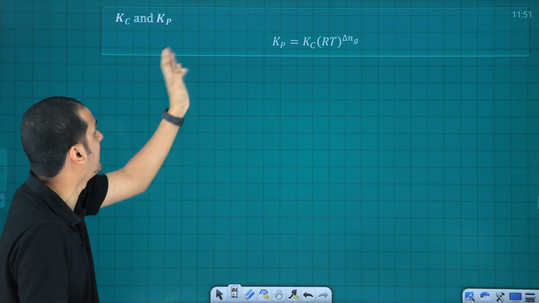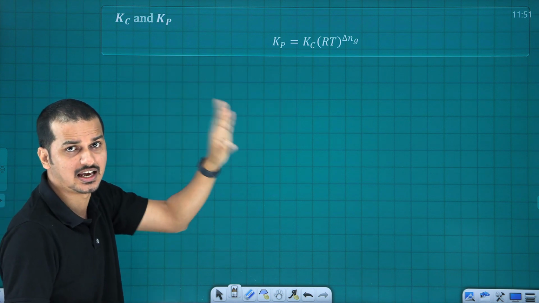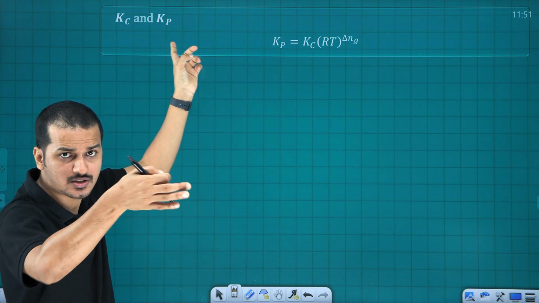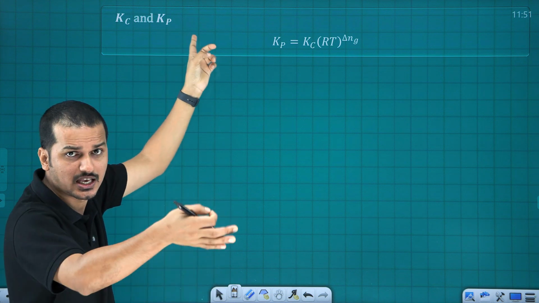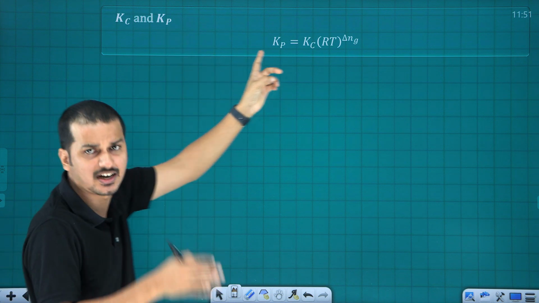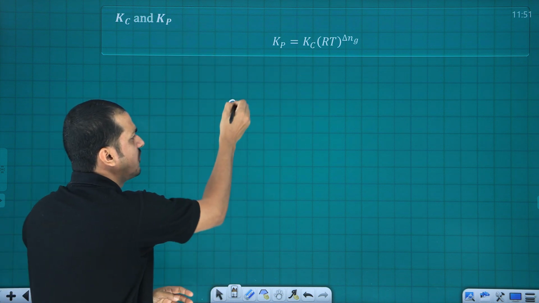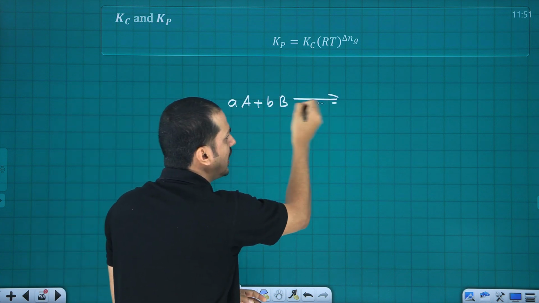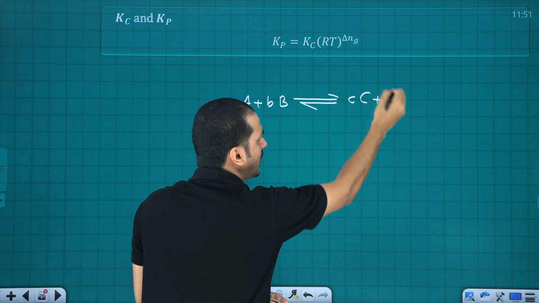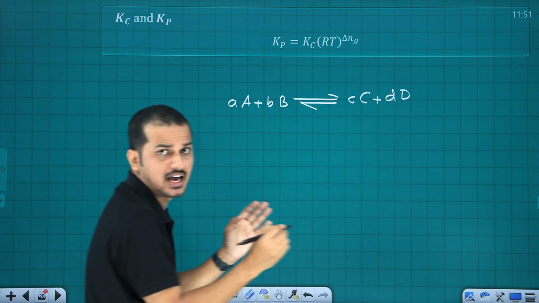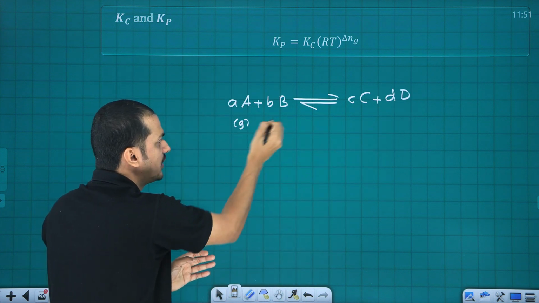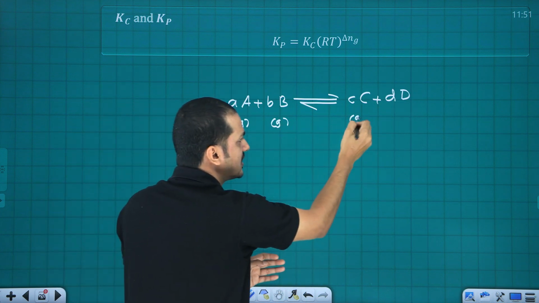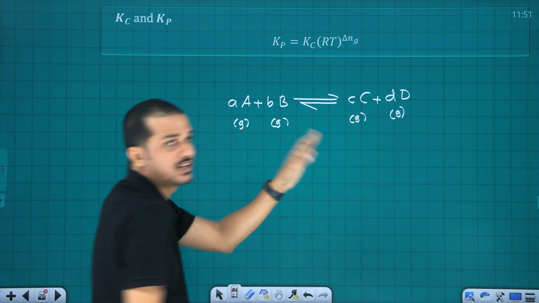First of all, the Kc and Kp relation. Kc is the equilibrium constant in terms of concentration. Kp is the equilibrium constant in terms of pressure. That idea we know. For a general reaction, aA plus bB reversibly gives cC plus dD, where all are gases.